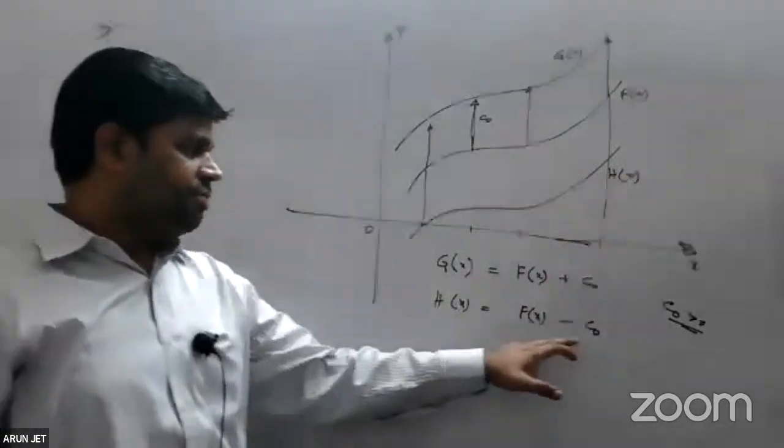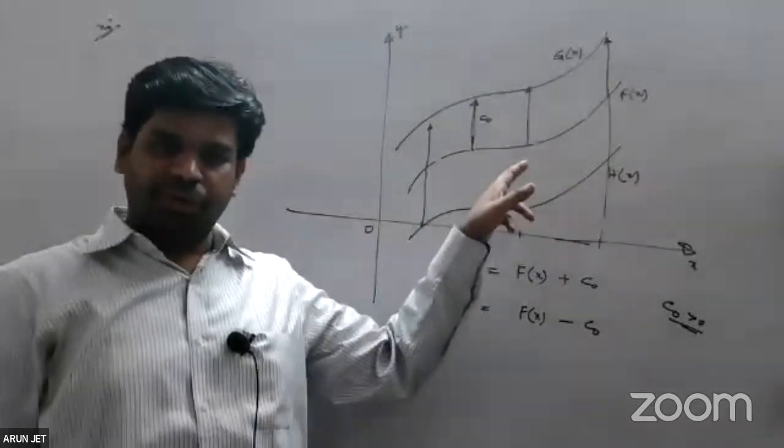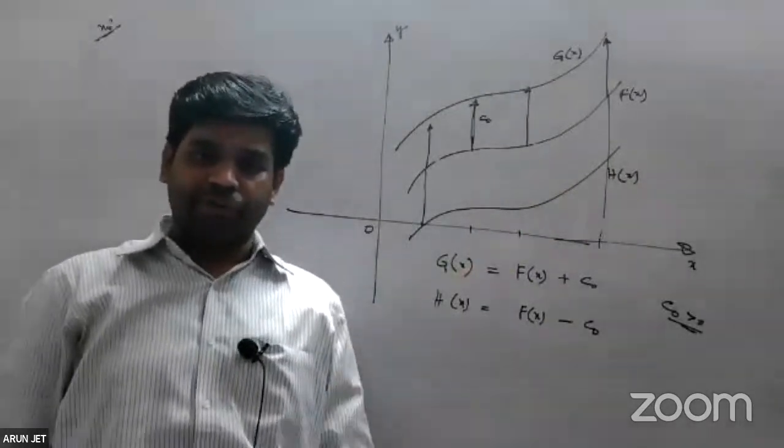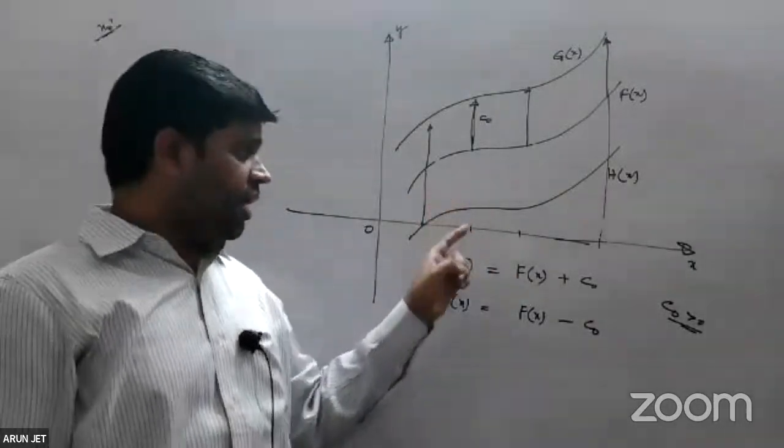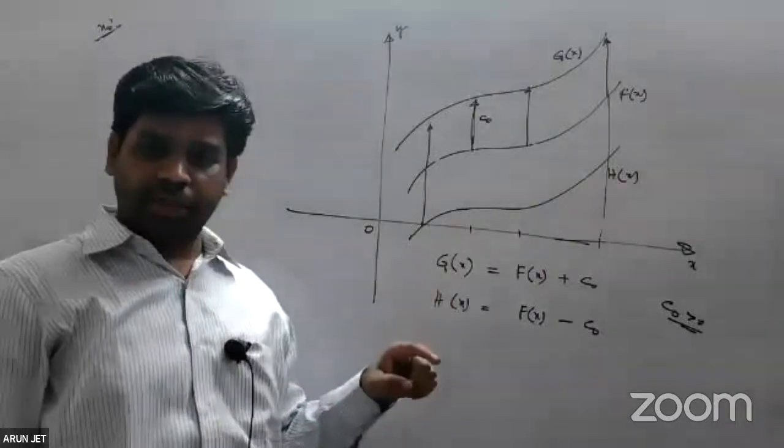H of x is f of x minus c naught. F of x is already known. I don't have to worry about how f of x looks like. I know how it looks like. Once I know that, I can say how g of x or h of x look like.